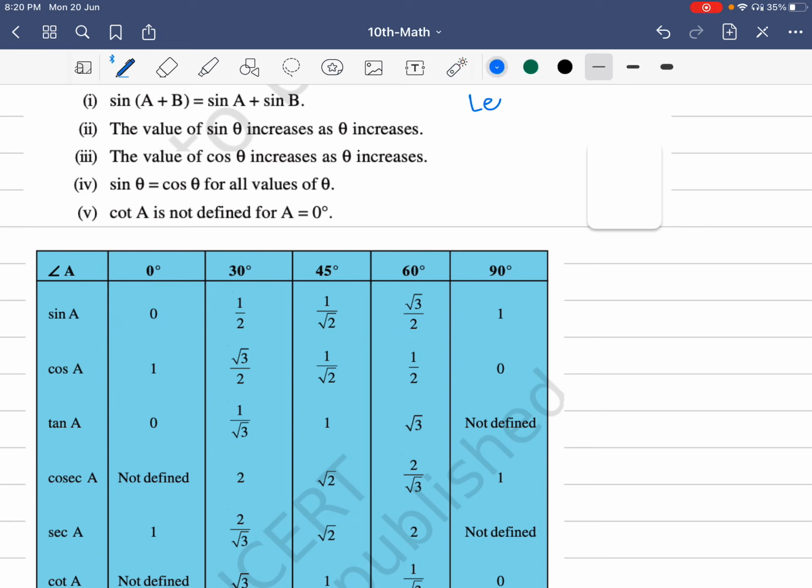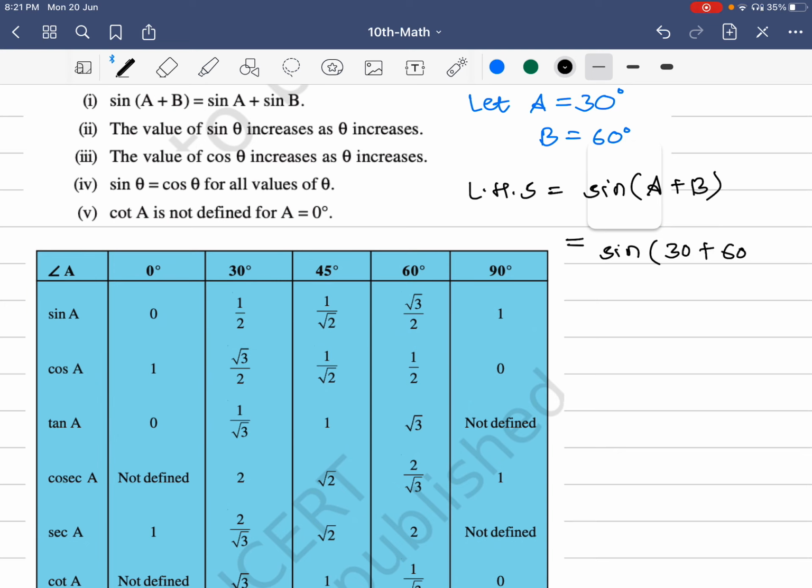Let's assume a is equal to 0 degree, and let b be equal to... okay, let a be equal to 30 degree and let b be equal to, let's say, 60 degree. Just a random example. Now what will be our left hand side? Left hand side will be equal to sine of a plus b, which is sine of 30 plus 60, because those are our values of a and b. That is equal to sine of 90 degree.